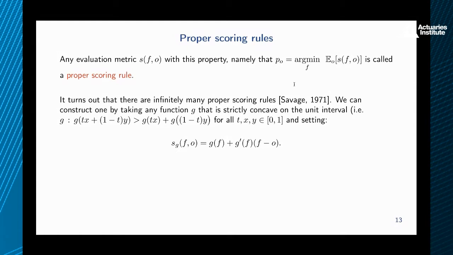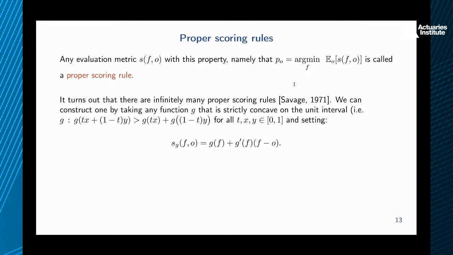So they studied this area quite extensively, and they would ask questions like, well, we have this squared error. Is this the only kind of score function that you can use to elicit true probabilities? And it turns out that no, there are in fact infinitely many such score functions with these properties. And you can construct one very simply. Just take a function that is strictly concave on the unit interval. If you think about it, just minus x squared is a strictly concave function.